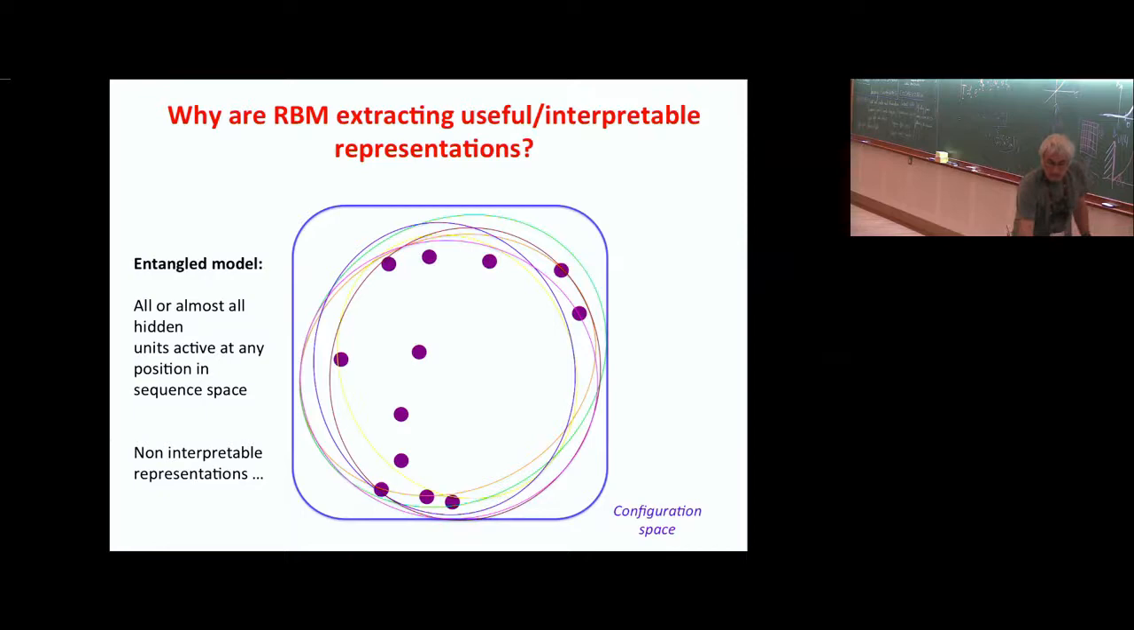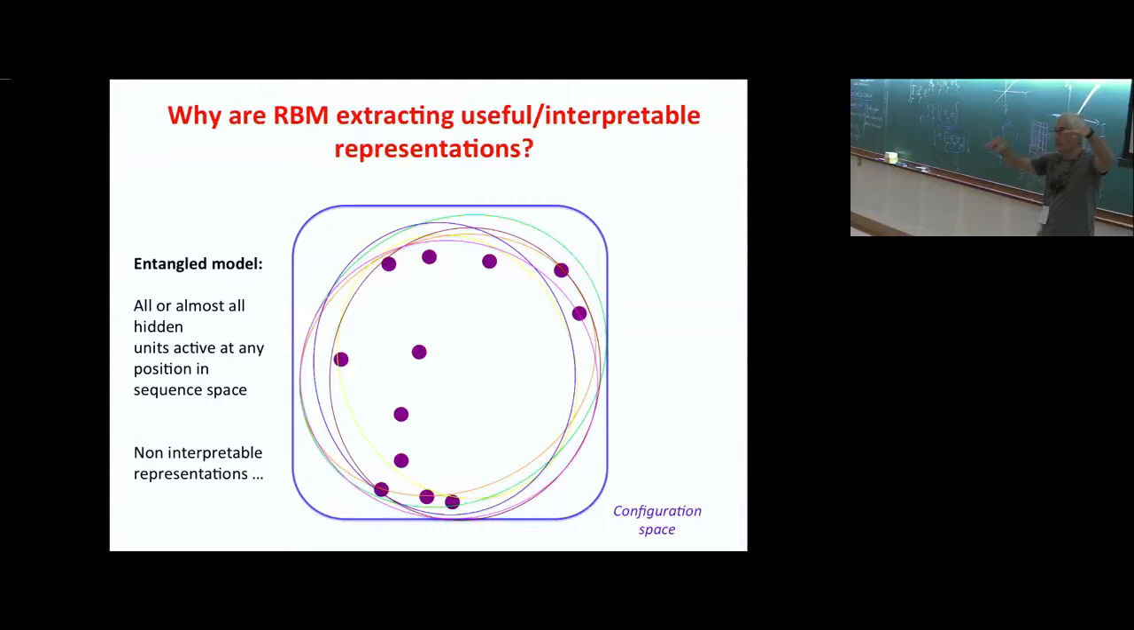But so they will all be activated. But if I move from one point to another, all the levels, all the HMUs will change a little bit. So I have a 400 dimensional vector of HMUs. I move a little bit and they will all shift a little bit. That's a very non-sparse representation. It can be very accurate, but it's a nightmare in terms of understanding what is going on.